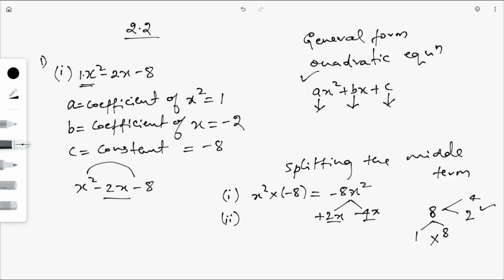So now multiply these two, you will get minus 8x square. If I add these two, then I will get minus 2x. Fine. So now x square minus 2x can be written as plus 2x minus 4x, and then take this minus 8 as it is. So now we got 4 terms. Group them as first two terms and then last two terms.